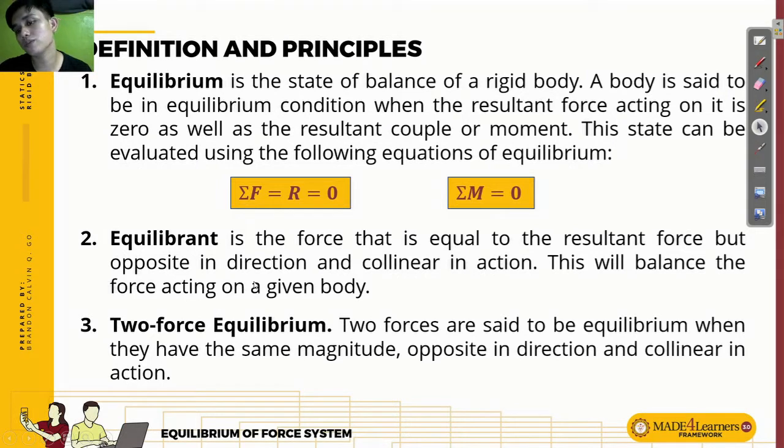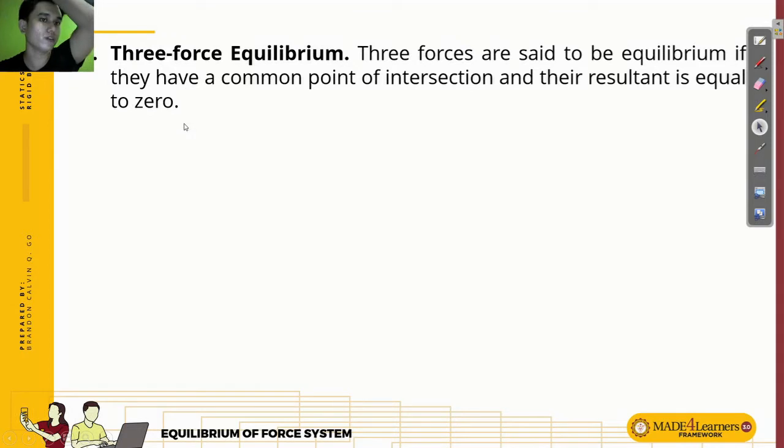Next, we have two-force equilibrium. Two forces are said to be in equilibrium when they have the same magnitude, opposite in direction, and collinear in action. Of course, it is composed of two forces with the same value, just opposite in direction, so they are balanced. And then we have three-force equilibrium. Three forces are said to be in equilibrium if they have a common point of intersection and the resultant is equal to 0. They are concurrent, so they meet at one point, and of course the resultant is equal to 0.